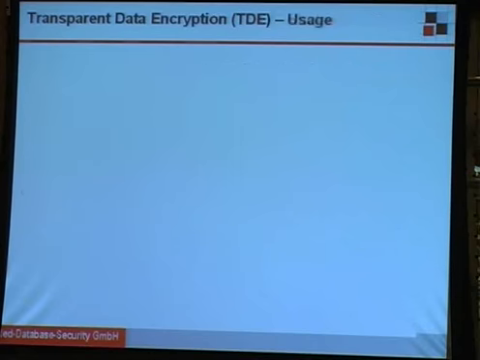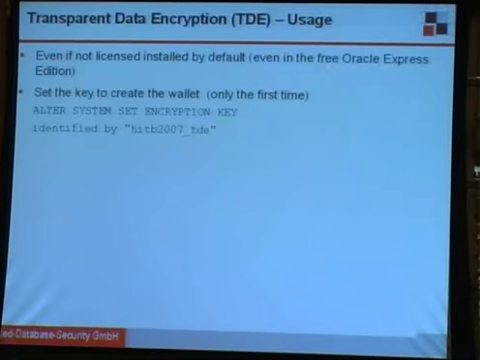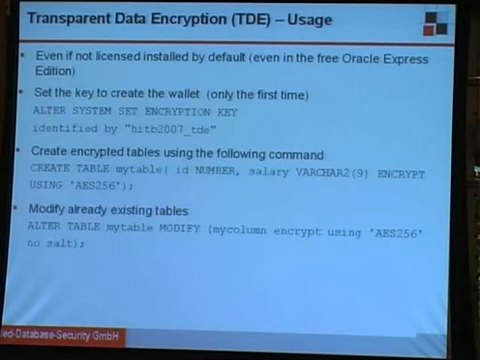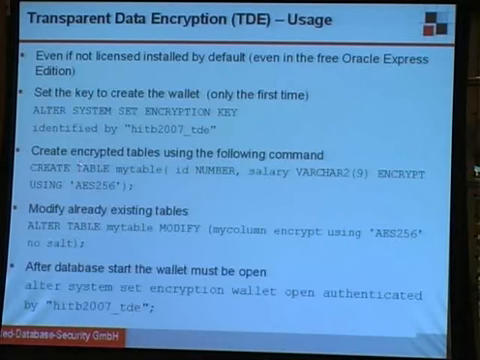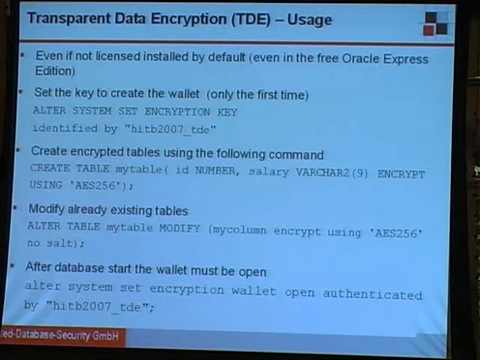As mentioned before, it's installed by license. To use transparent data encryption, you must set an encryption key, and if nobody did this before, Oracle is creating a wallet containing all the encryption keys, and this wallet is protected with a password. And then there are two commands to create and also modify tables afterwards. So you can encrypt an already existing table. And the next time you start a database, the data is encrypted, so you must specify a password with the alter system set encryption wallet open authenticated by password.